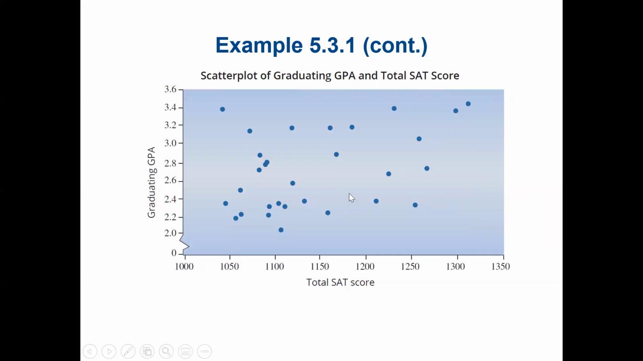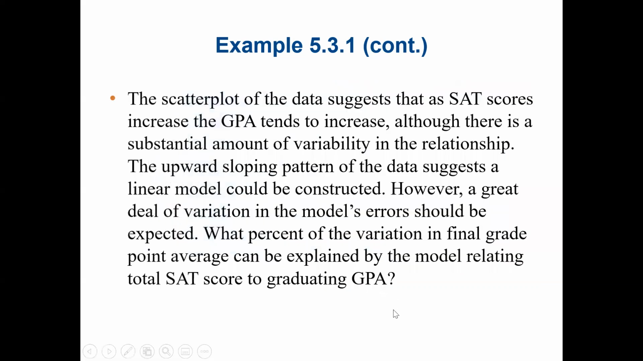Now, based on the scatter plot, we can see an increasing pattern, but not too perfect, because no matter where we draw a straight line fit, the majority of the points will not be around the line. So our value will be a little bit lesser. That's for the R value. So the scatter plot of the data suggests that as SAT score increases, the GPA tends to increase.